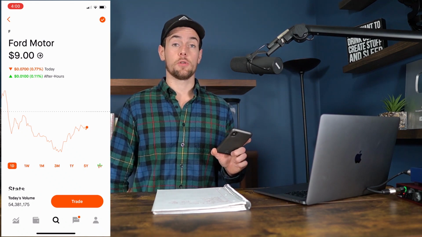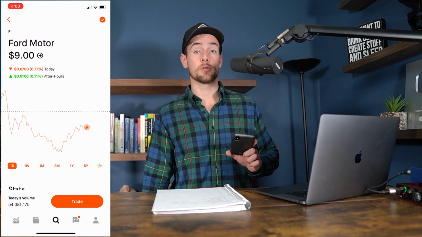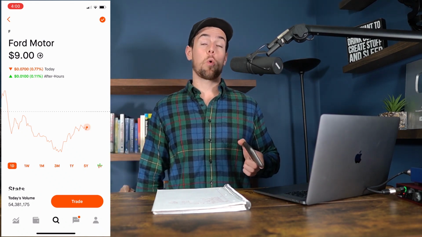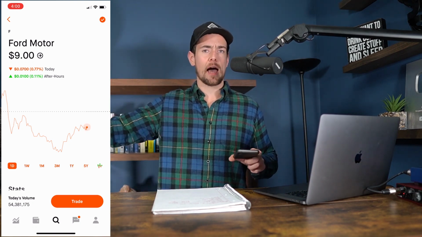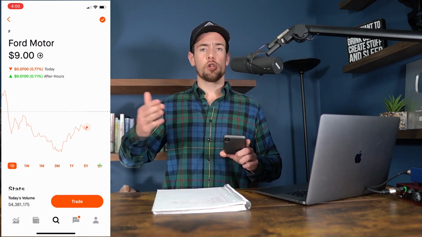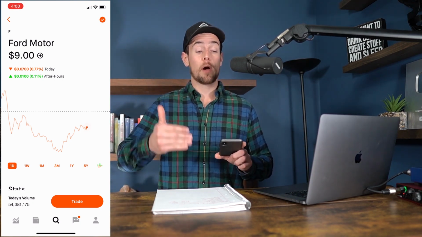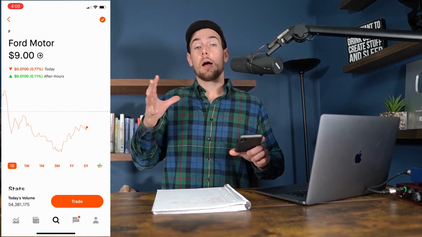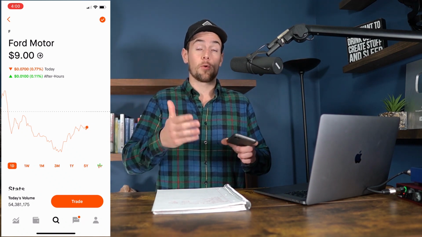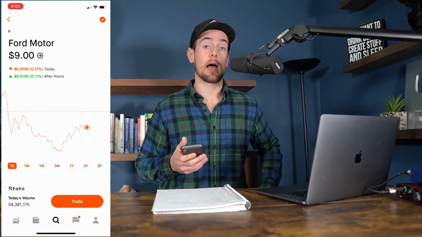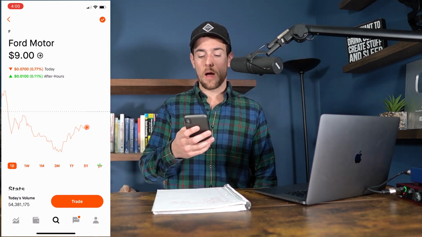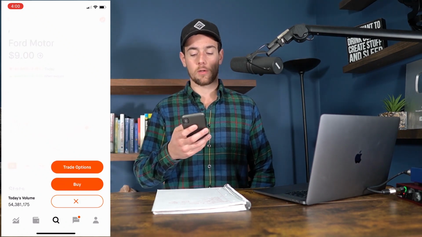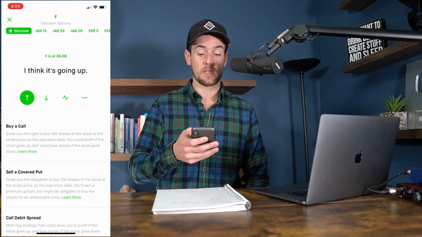Again, as I mentioned earlier, options is something you have to get enabled on your Robinhood account, and you would request permission or request access to options, and then you'd fill out a questionnaire which basically explains to Robinhood what your trading experience is, and if they deem you educated and informed enough for options trading, they will activate this on your account. That being said, though, I'm going to click on the trade button here, and we're going to look at buying some options on Ford stock.